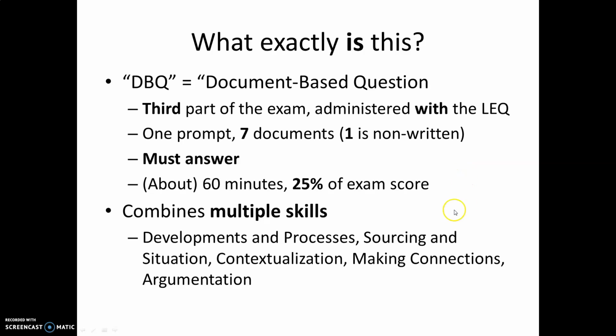Now, the DBQ probably combines the largest number of historical thinking skills. You need to know the content with developments and processes. You need to know HAP for sourcing and situation. You have to contextualize, you have to make connections, and you have to make an argument. Again, the DBQ asks you to be proficient in the largest number of skills.